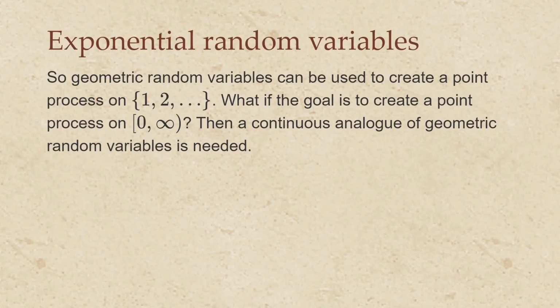So geometric random variables can be used to create a point process on the positive integers. But what if the goal is to create a point process on all real numbers from 0 up to infinity? Then a continuous analog of geometric random variables is needed.